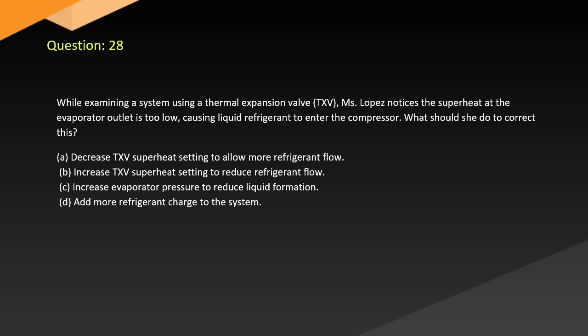Question 28. While examining a system using a thermal expansion valve (TXV), Lopez notices the superheat at the evaporator outlet is too low, causing liquid refrigerant to enter the compressor. What should she do to correct this? A. Decrease TXV superheat setting to allow more refrigerant flow. B. Increase TXV superheat setting to reduce refrigerant flow. C. Increase evaporator pressure to reduce liquid formation. D. Add more refrigerant charge to the system.